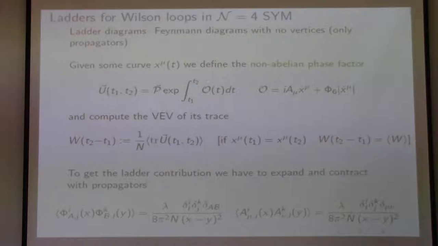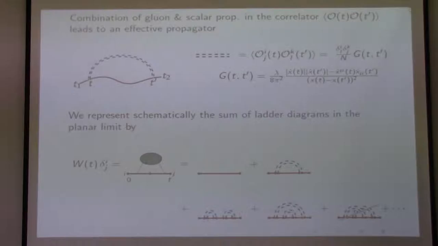Later on, I'm going to consider correlators and different orientations for different loops. I should have emphasized that. So far, this is a Wilson loop in which the orientation of the internal space is fixed. It could be something more general, but I'm working in this simple case.